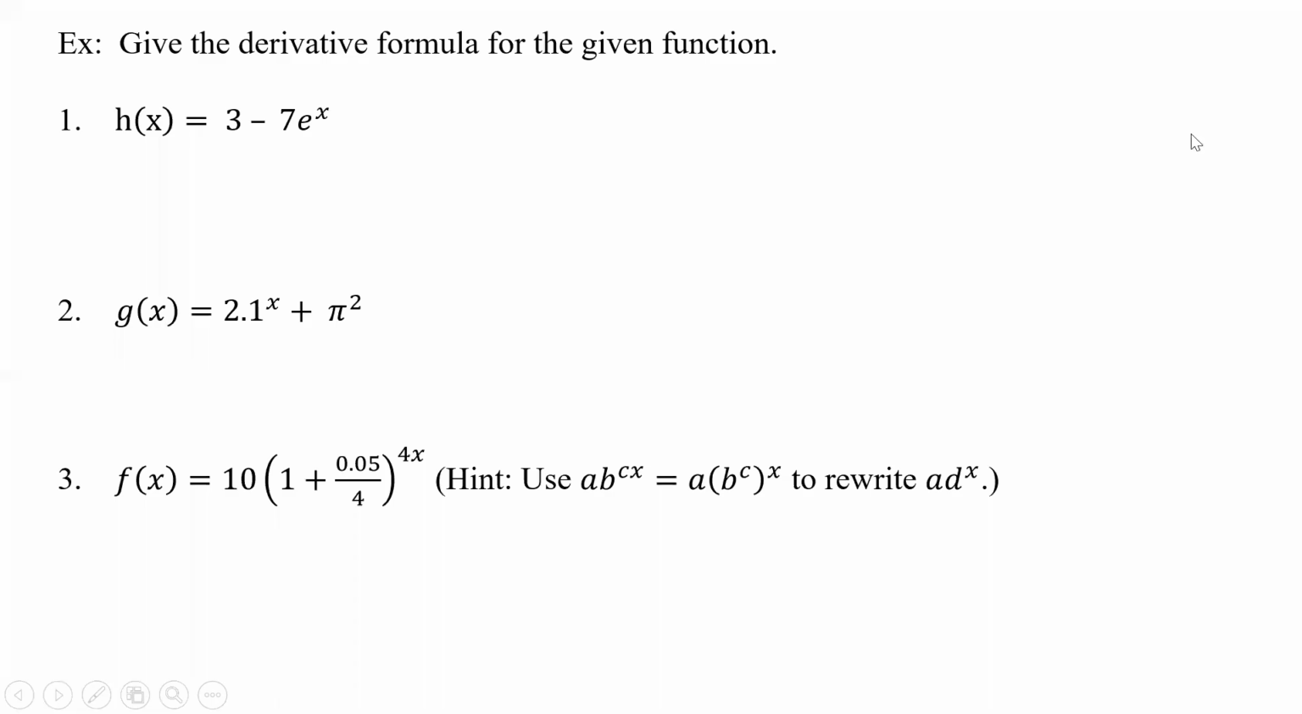All right, so what we're supposed to do now is just find derivatives, basically. We're given some function, and we need to find the derivative formula, or the derivative function of it. So we need to find h prime of x.